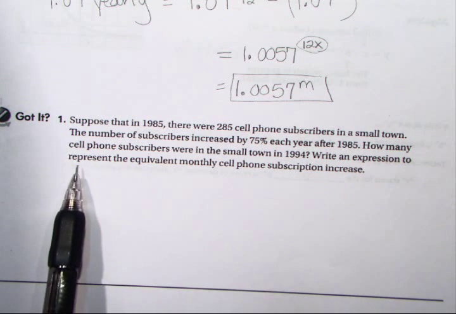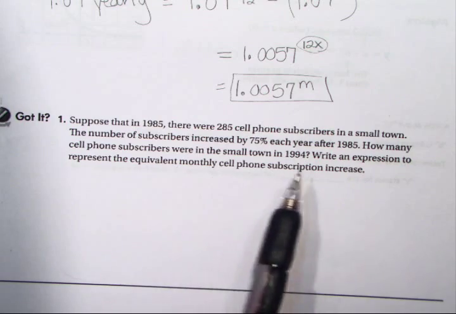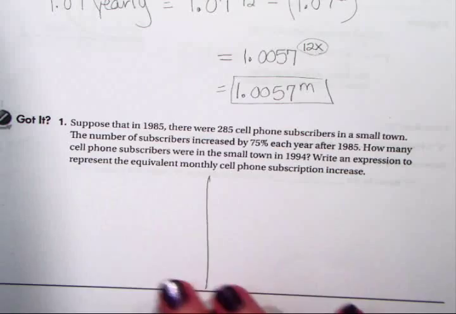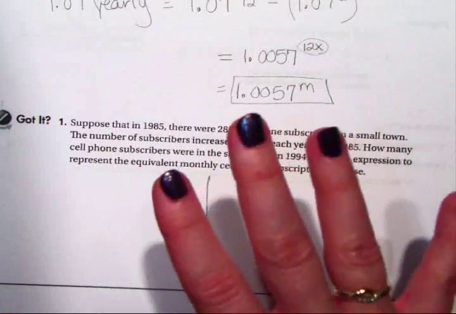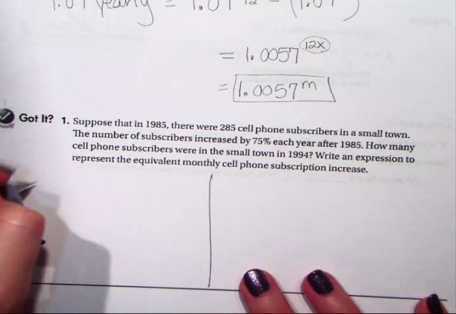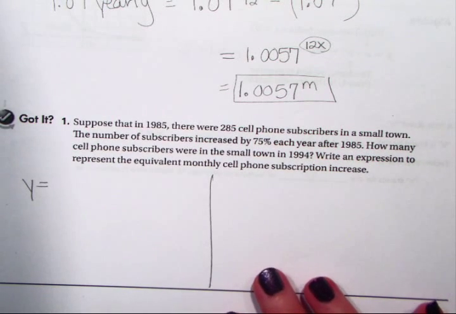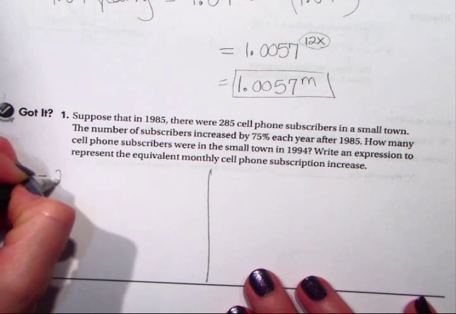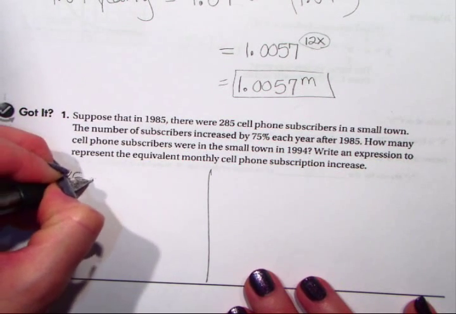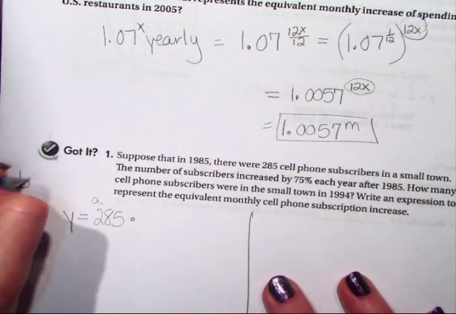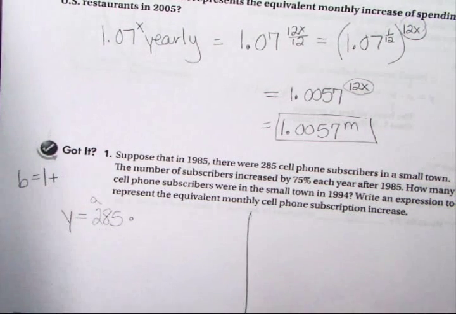Write the expression to represent the equivalent monthly one. So we're going to have to do all this stuff up here. We have 2 parts to this problem down here, but we'll go faster this time through. Are you ready? Yes. Y equals, what was the initial amount of cell phone subscribers? 285. Good. And we need to multiply that by the B factor. So this is A, okay? That was the initial amount.